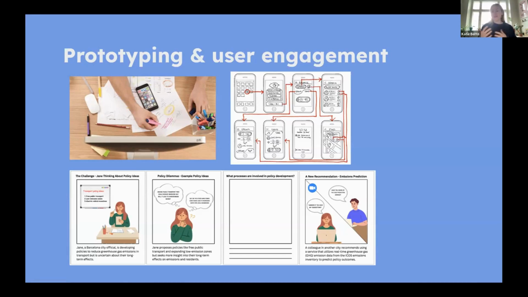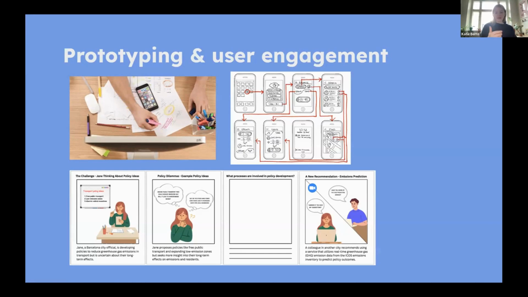So to try and really dig deeper into how this could work, how they actually see it playing out in more detail, we use this storyboard prototype. It introduces the story of this user, Jane. So this is using your personas in a more hands-on, practical way. We have our persona of Jane, who's a city official in Barcelona, and we're going through the challenges she would face from going through this process.